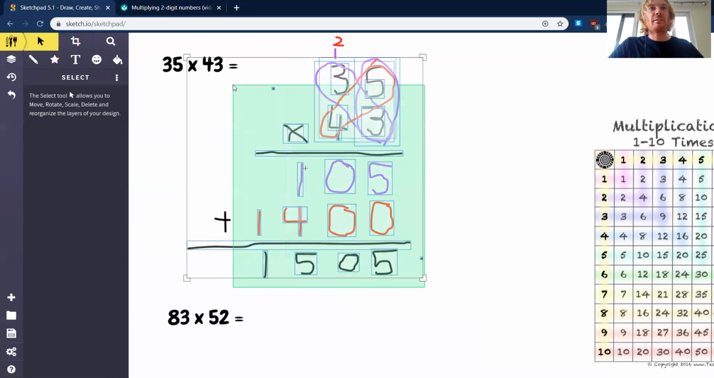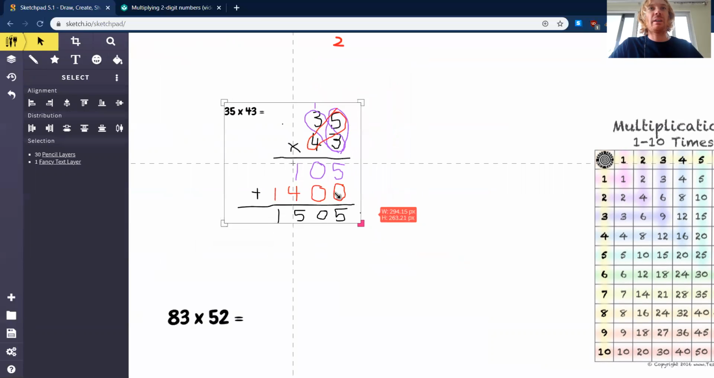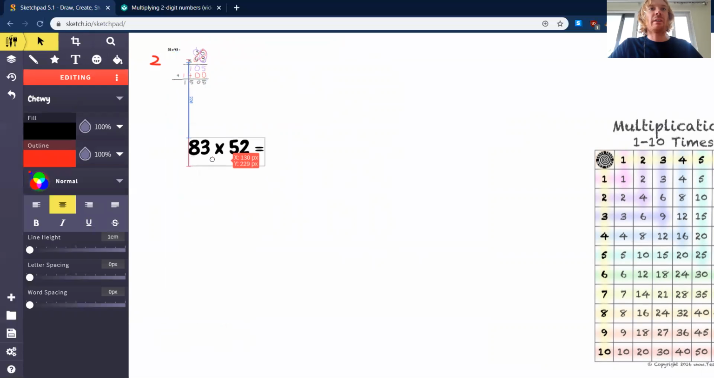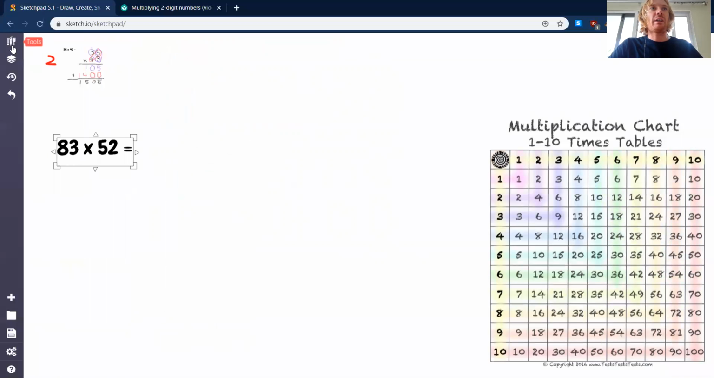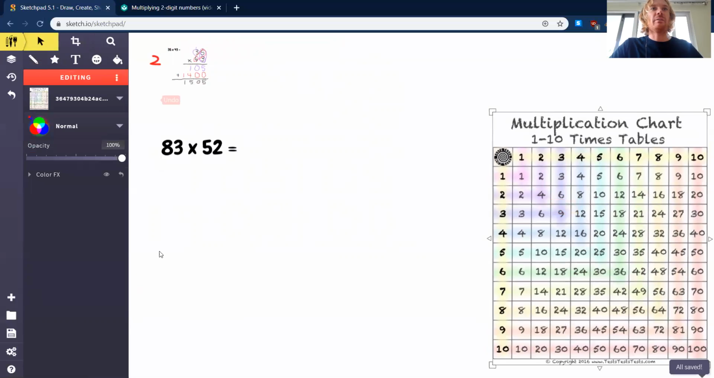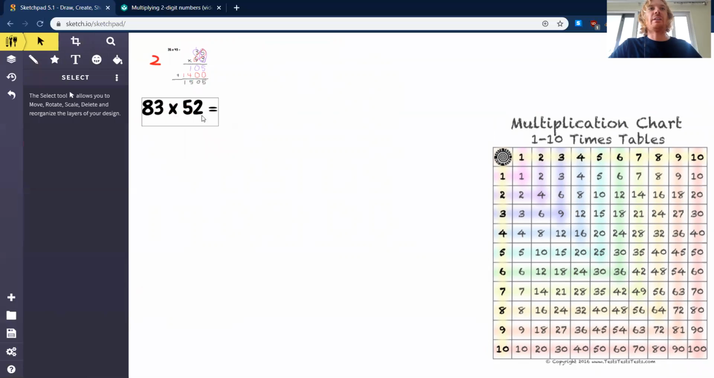Let's do one more quick one. And I'll make this small. Let's just minimize him away. I'll bring up this one here. Let's do that one there. I might just leave the little toolbar open over here, otherwise I'll forget it's there. We're going to do 83 times 52.